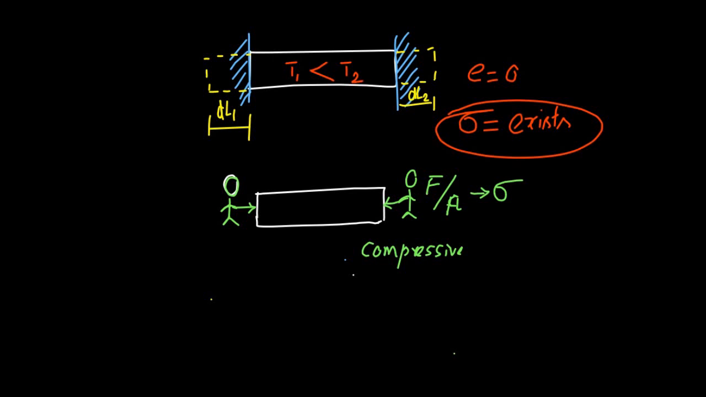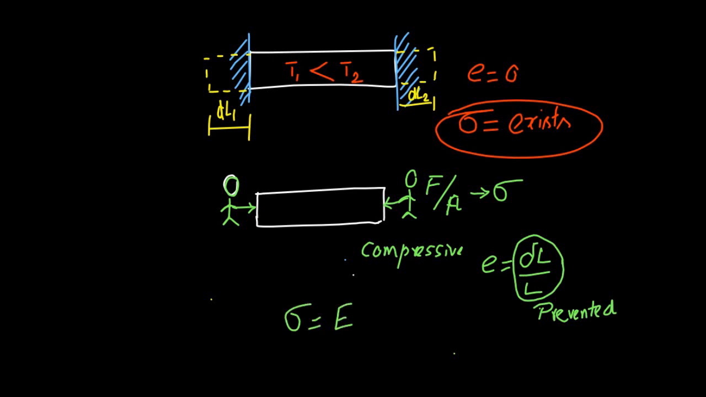So how much strain have they prevented? The total strain that they have prevented is dl, which is the total change in length divided by the original length. This is the strain that they have prevented. So I can define a stress, which will be Young's modulus into strain. No, not just strain, it is strain prevented.